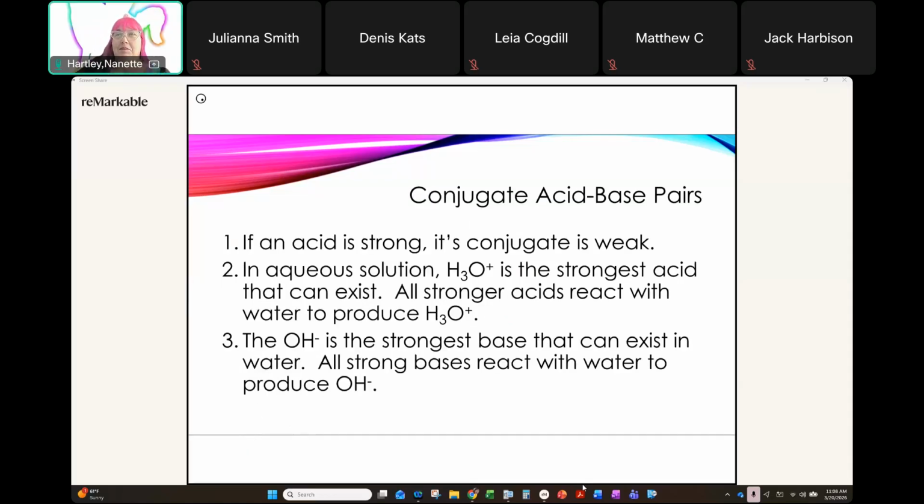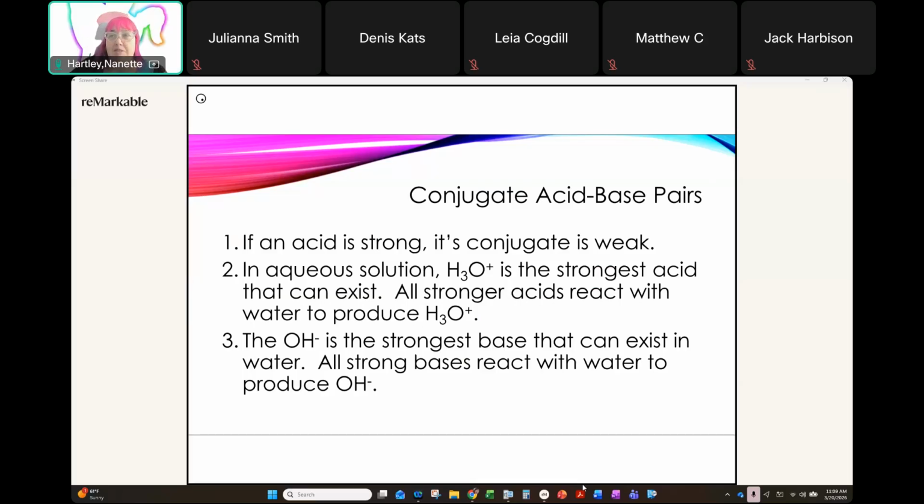So, when we talk about our conjugate acid-base pairs, which we've now learned about, I have this acid, it donates a proton, it becomes a conjugate base. Great, awesome. That conjugate base is weak if it was a strong acid. If it was a weak acid, then its conjugate is strong. Okay? So there's an inverse relationship between the two of them.